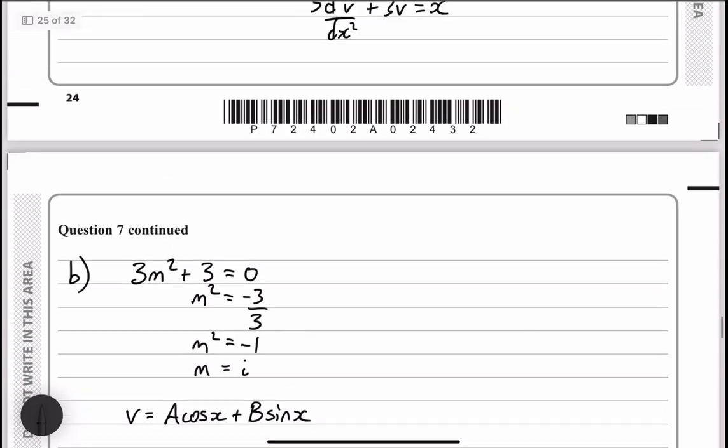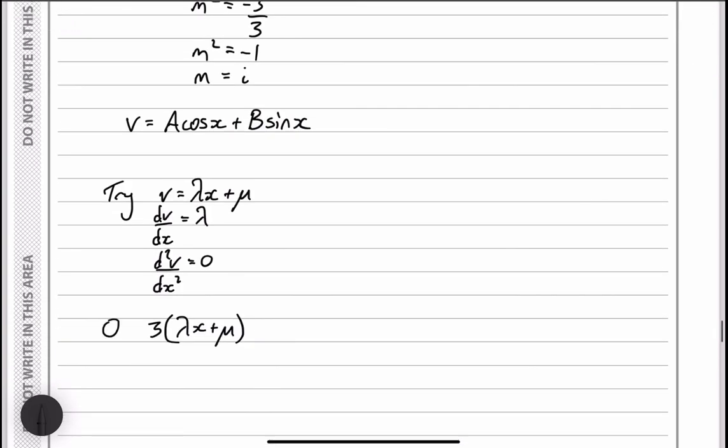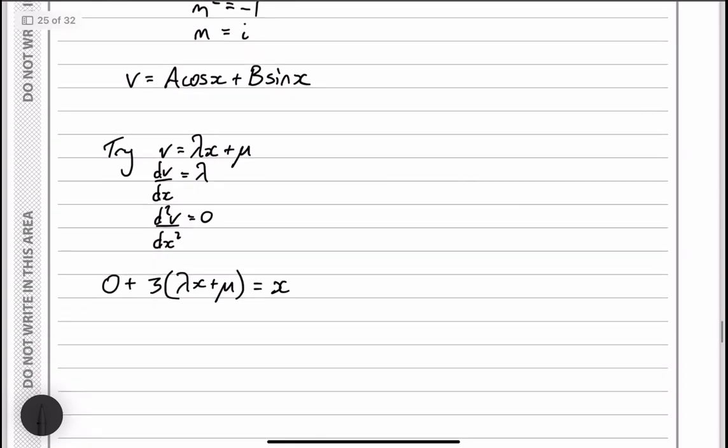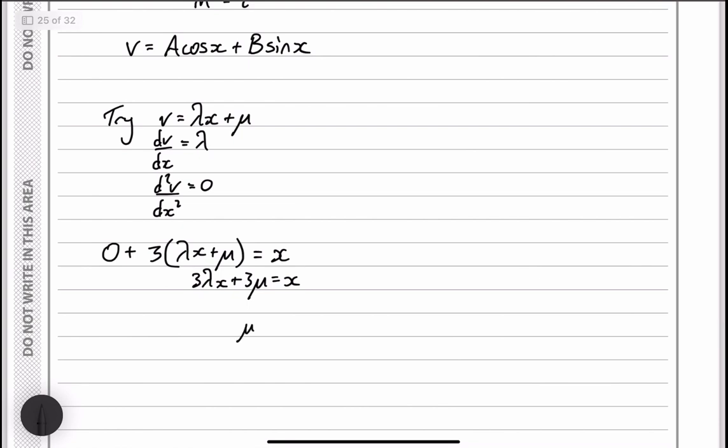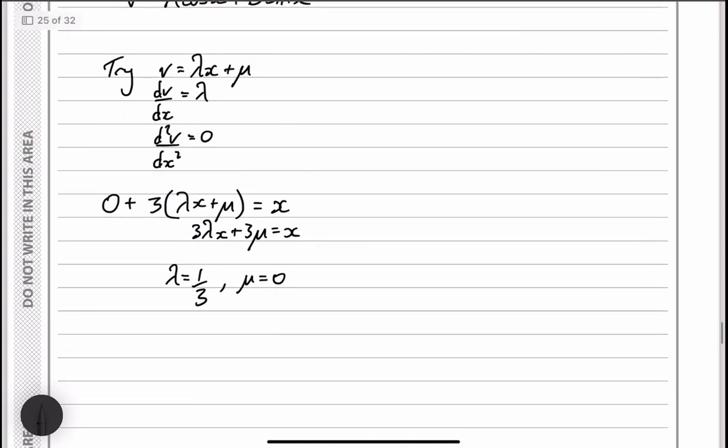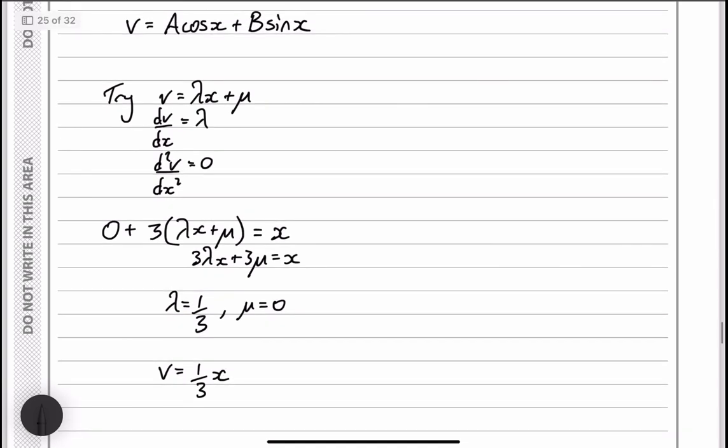Oh, maybe I should make it clear that I've got a 0 here. That has to equal x. So 3 lambda x plus 3 mu equals x. Equating the coefficients, we can see immediately mu must equal 0 and lambda must equal 1/3. So v is equal to 1/3 of x is our particular integral.